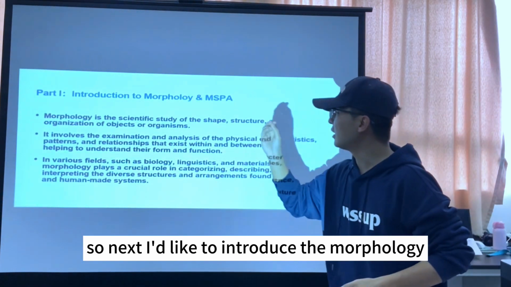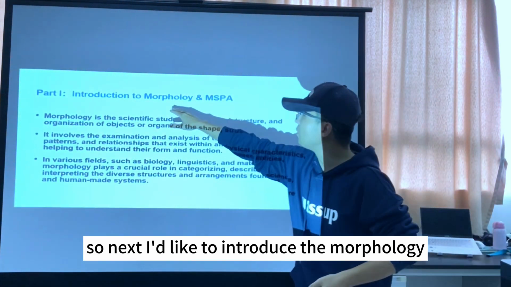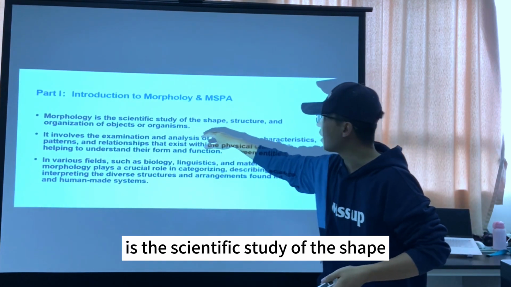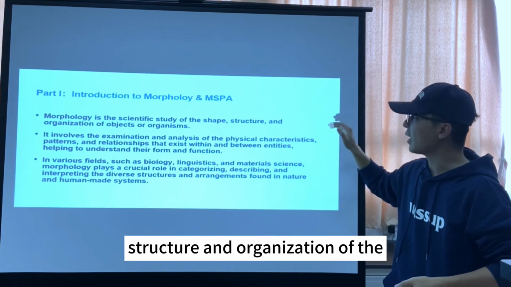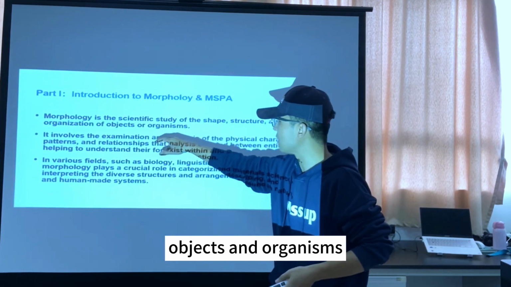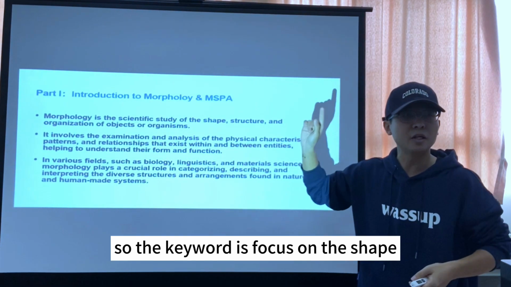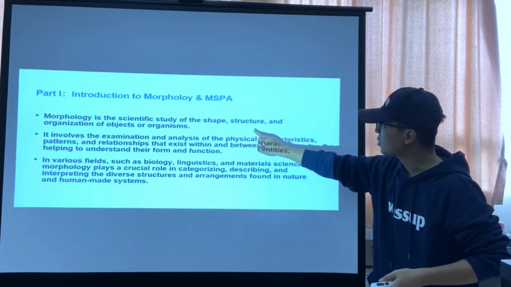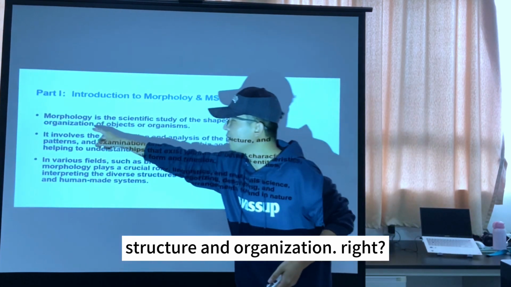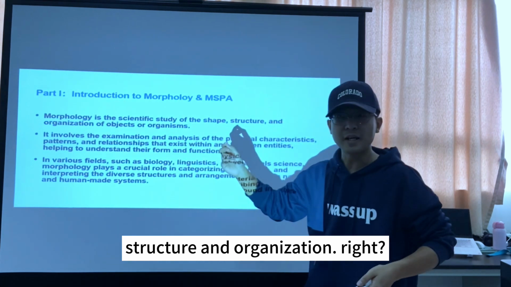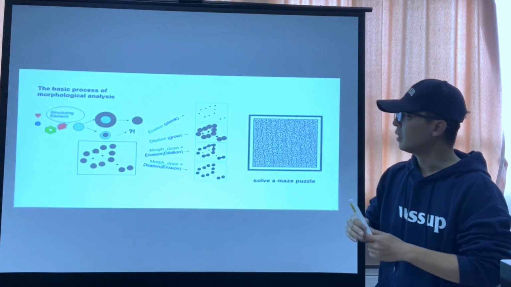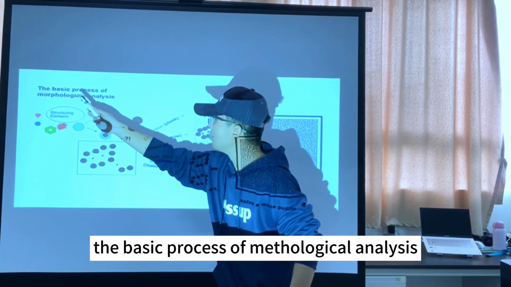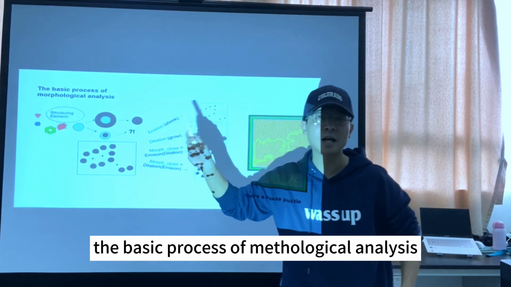So next I'd like to introduce morphology. What is morphology? It's the scientific study of the shape, structure, and organization of objects and organisms. So the key word is focus on the shape, structure, and organization. Right? So this picture shows the basic process of morphological analysis.